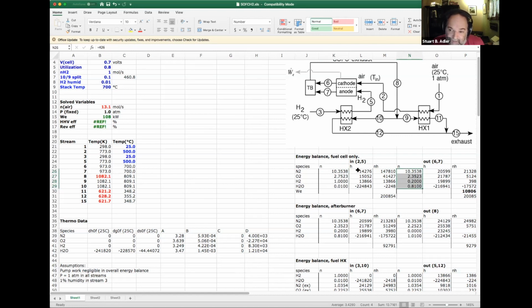And in this case, we're not solving for the temperature. We've actually specified the temperature. So we're saying we want the outlet temperature to be 700 degrees, and we want the input temperature to be 500 degrees. So we know the enthalpies already from that.